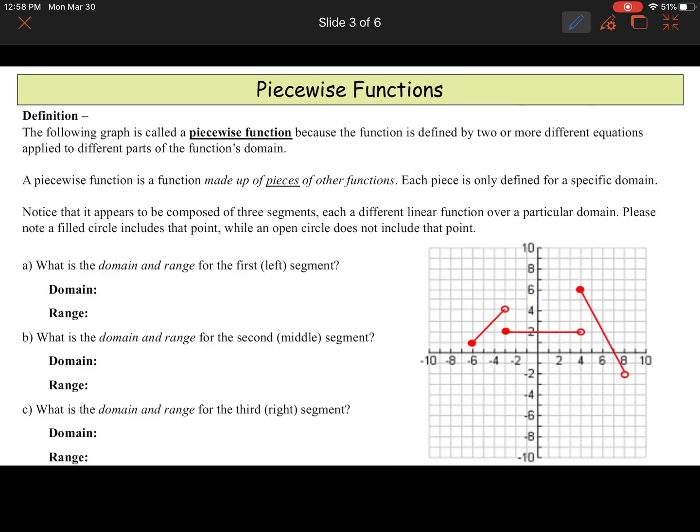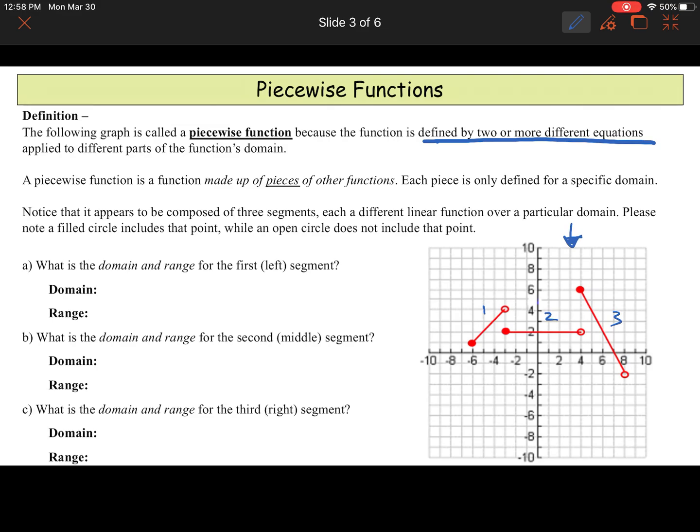Okay? So piecewise functions. Piecewise functions are exactly what they sound like. If you look at the example here, this is a piecewise function because it's pieces of functions. We see 3 different pieces here, right? That is a piecewise function. So the definition of a piecewise function. The following graph is called a piecewise function because the function is defined by 2 or more different equations applied to different parts of the function's domain.